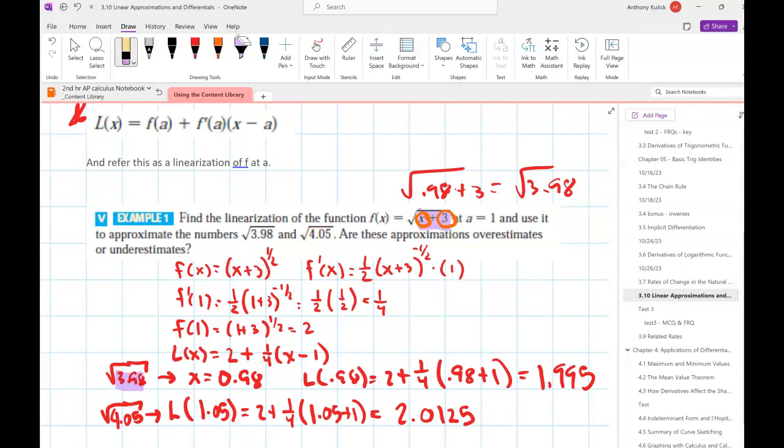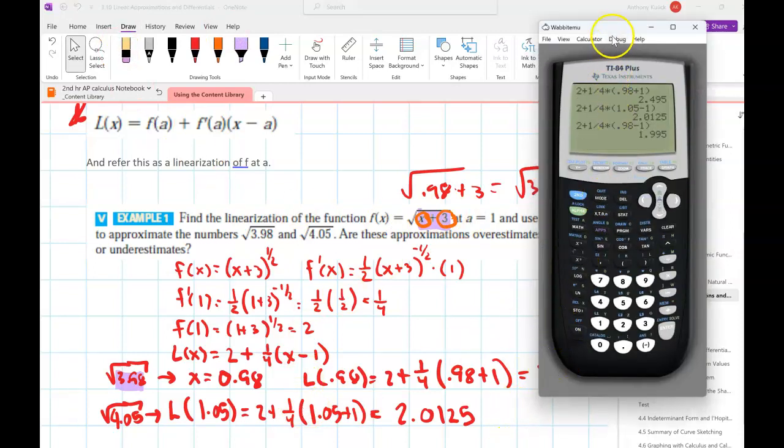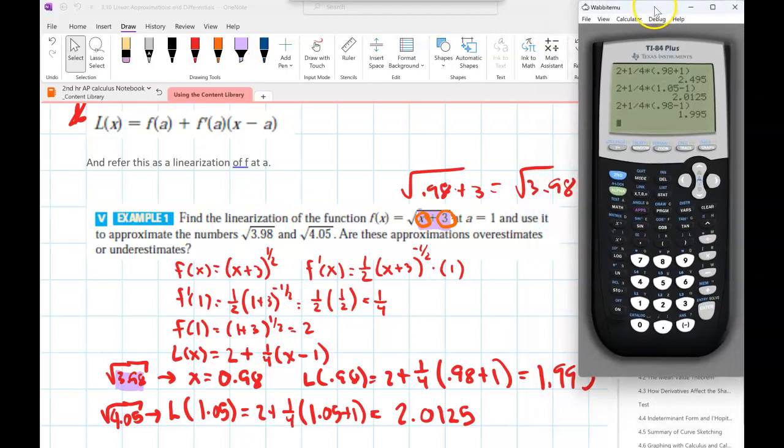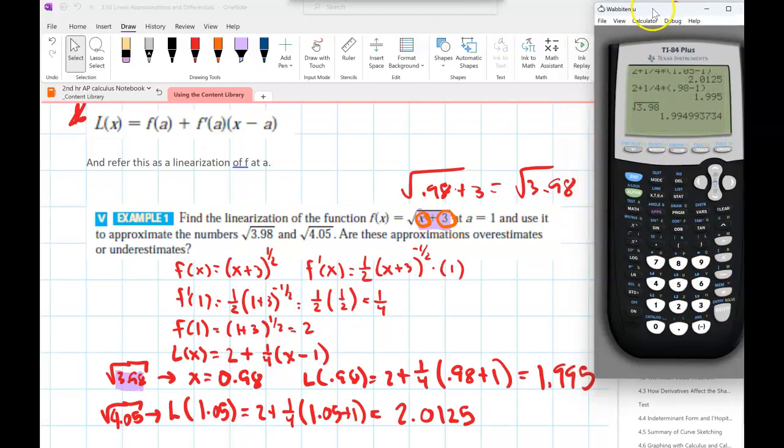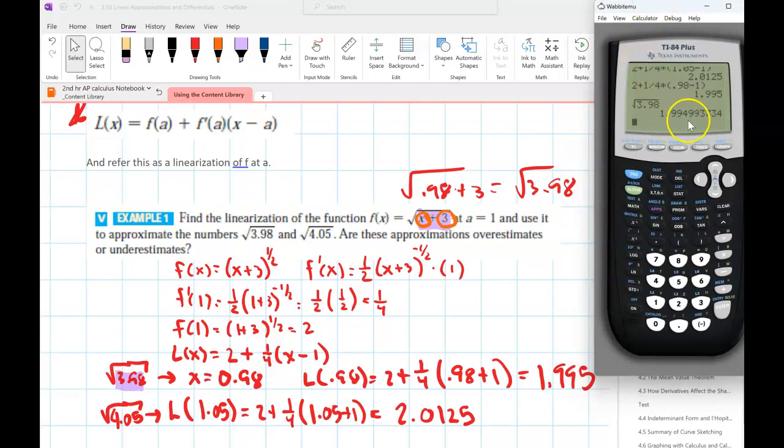the last piece asks if these are over or under estimates. Well, naively, the easiest way to check would just be to type these into our calculator, right? So what did we get? Over or underestimate? Over, right? Real close, but it's over. Everybody agree? Yes.